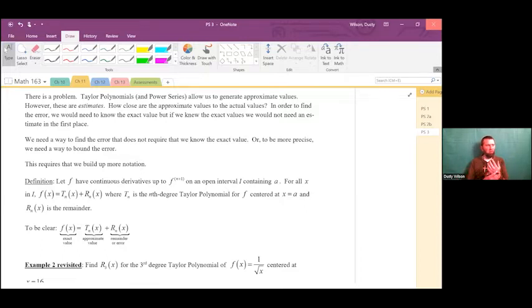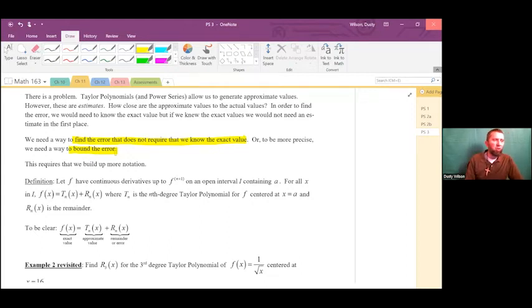There's something really weird about this. We need a way to find the error that does not require that we know the exact value. Or to be more precise, we need a way to bound the error. We need to bound the error and say the error is at most such and such. In engineering, I think sometimes this is called tolerance. Like we have a tolerance of up to this amount. This much leeway, if you will.